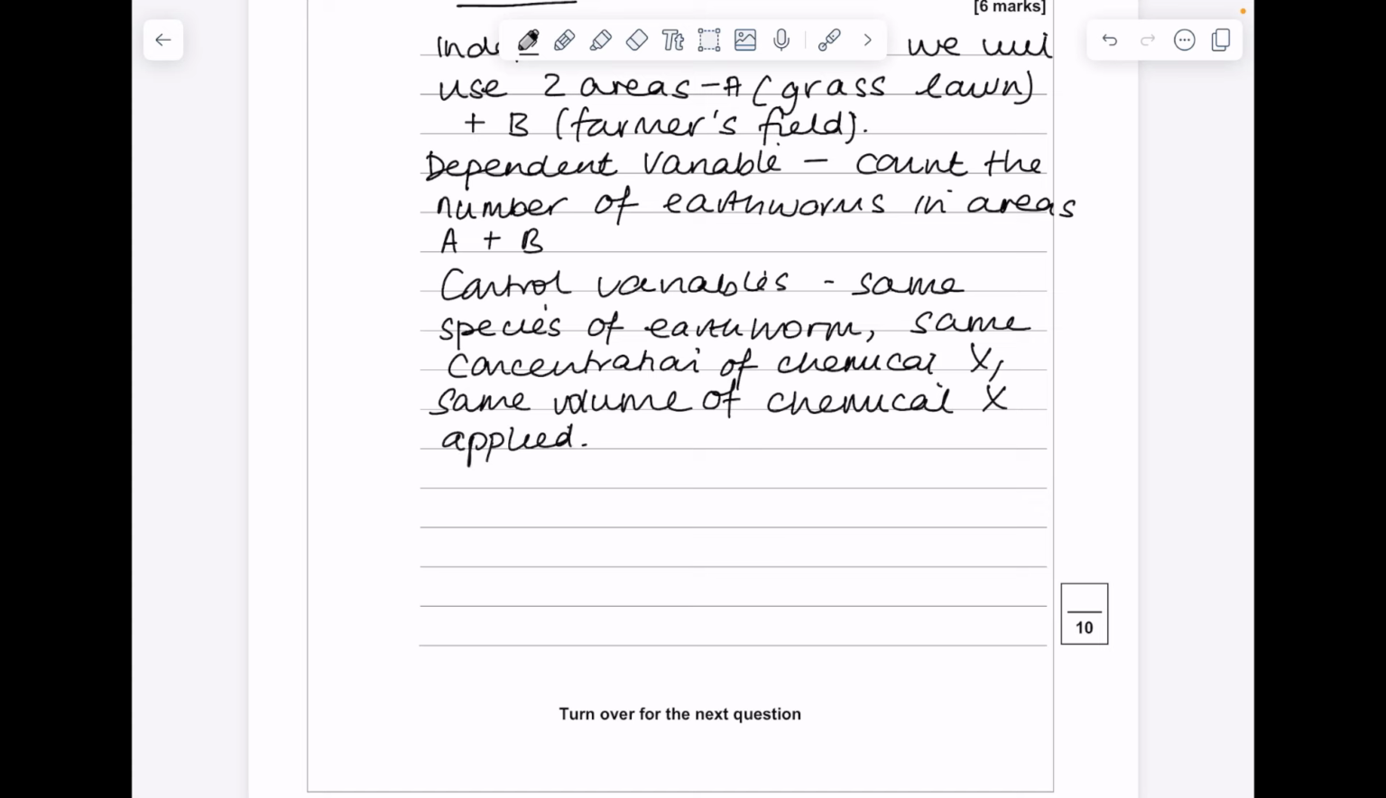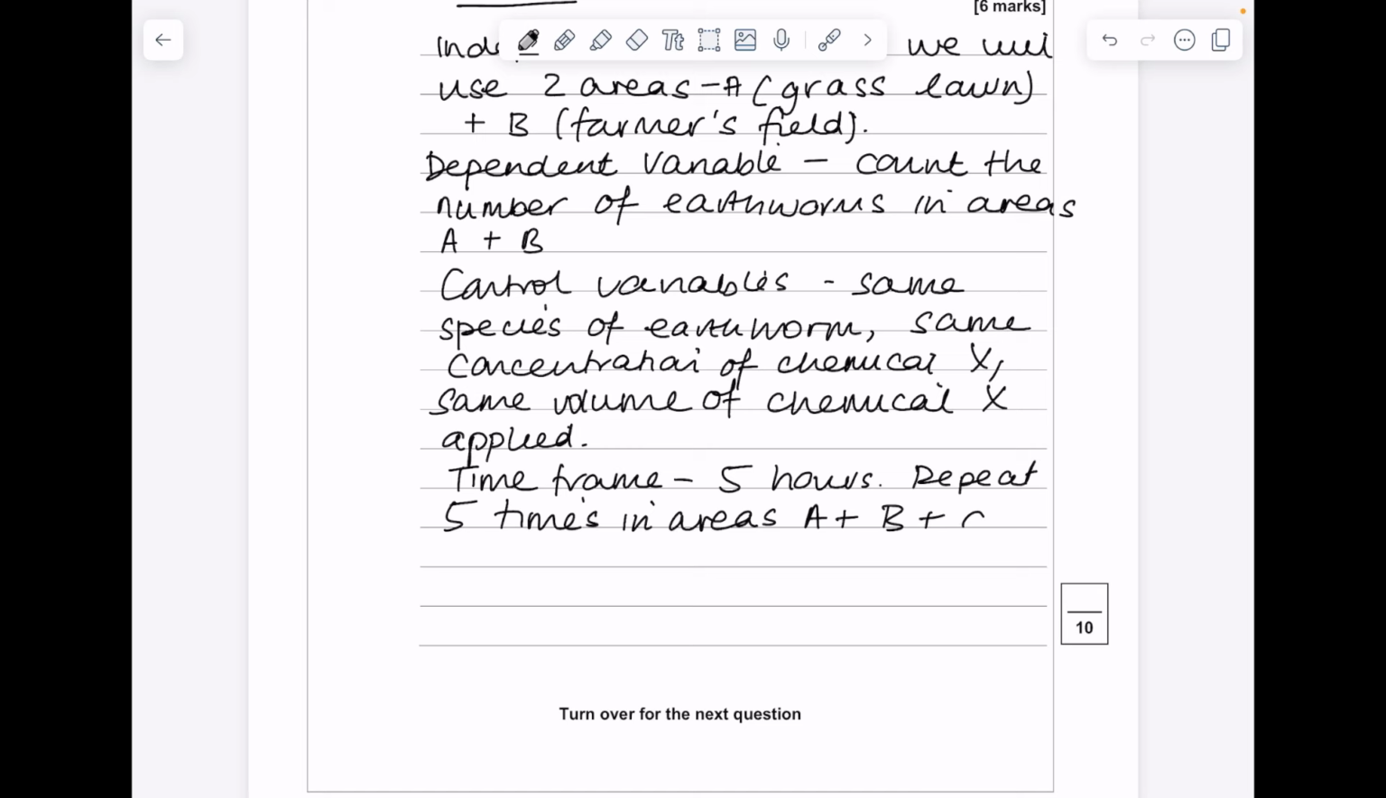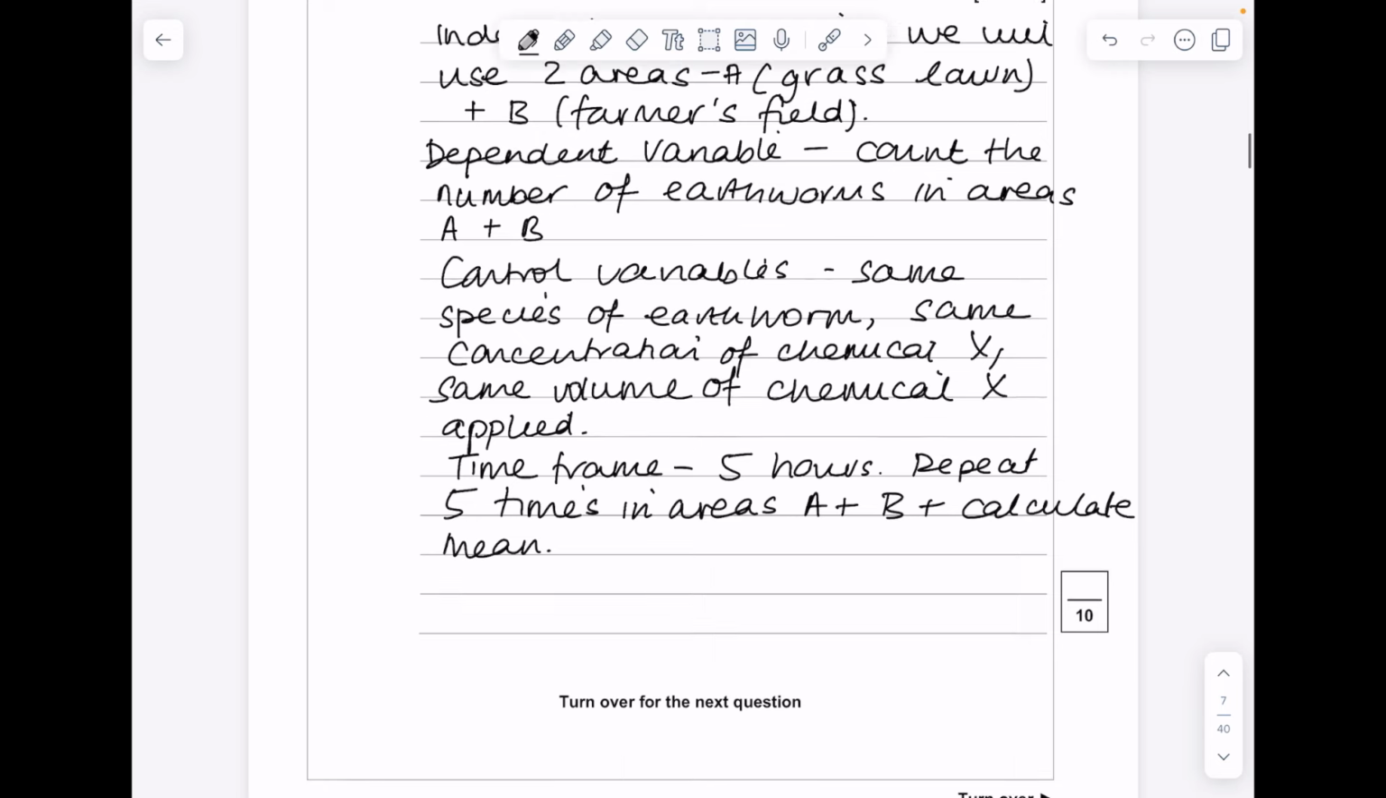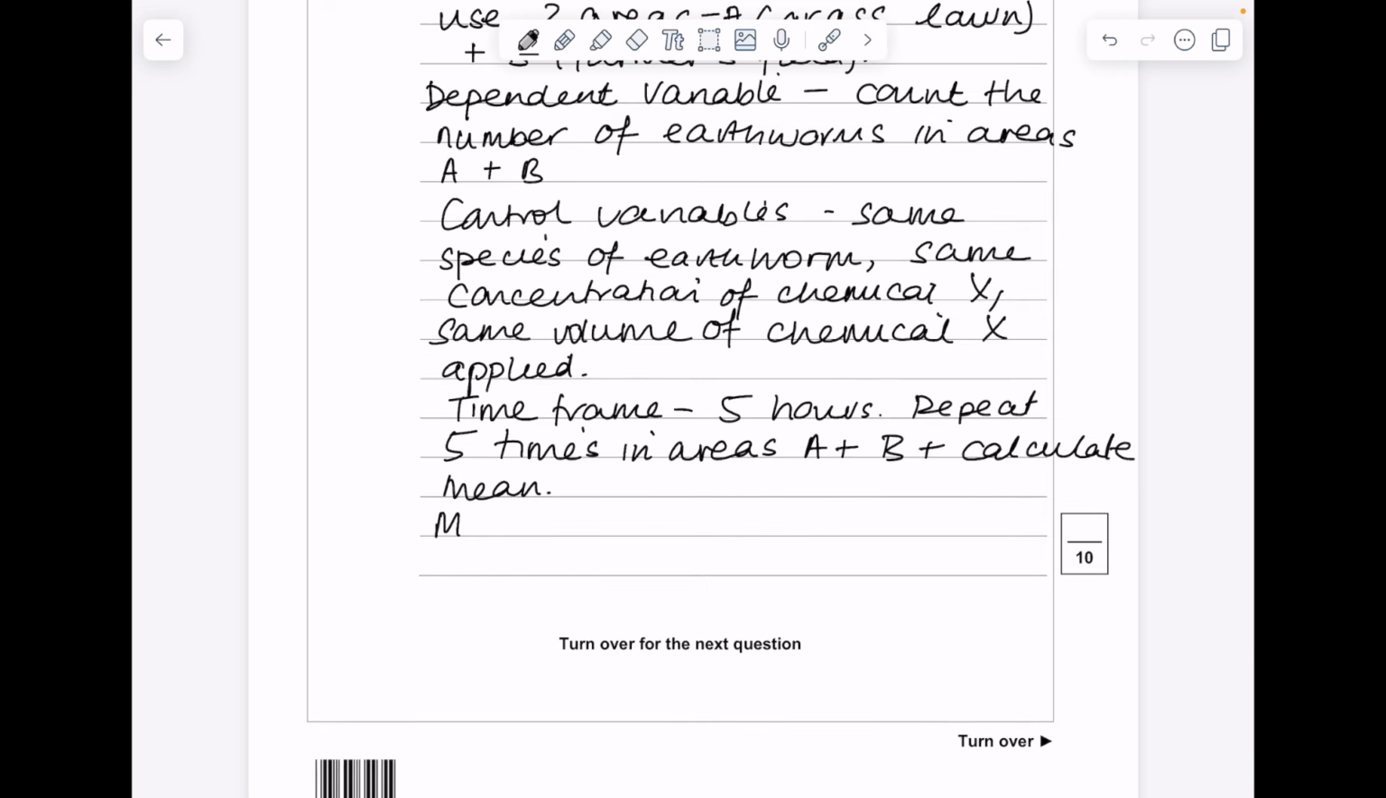Let's state a time frame. 5 hours. Repeat 5 times in areas A and B and calculate a mean. Because this is looking at areas and counting earthworm numbers, hopefully you also realize that as part of the method, you're going to be using quadrats, which have been placed randomly.